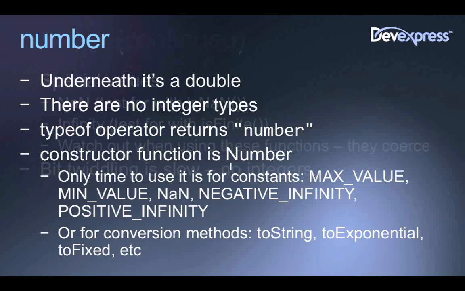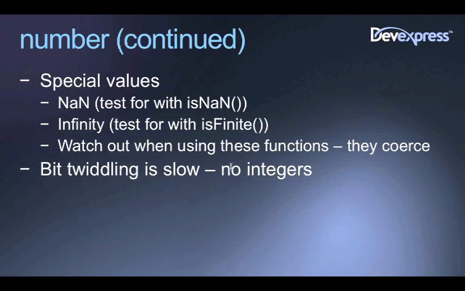Now, the number type has a couple of special values. One is not a number, and we'll be able to test for this with isNaN. There's infinity as well, and you test for this with a function called isFinite. But you've got to watch out when using these functions.